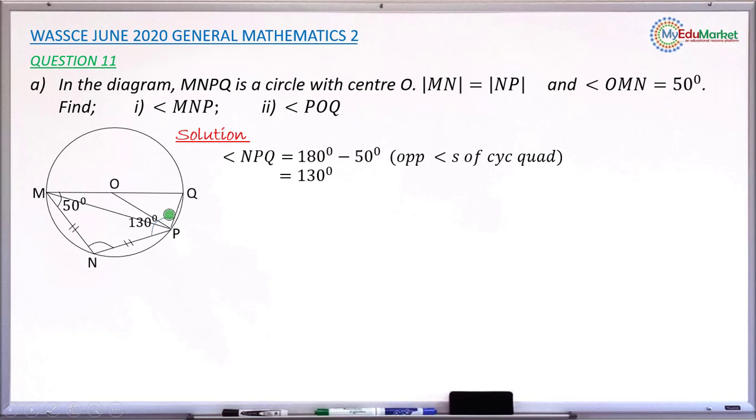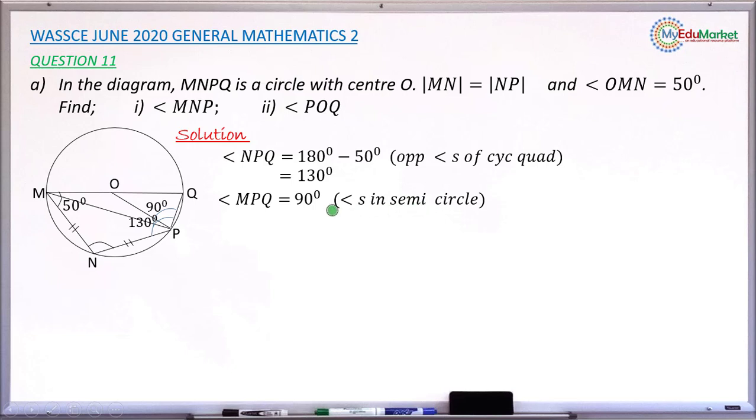Let me mark it. I'll continue. My target is to get this angle at N. Let me see, I can also find angle MPQ. This MQ is a diameter because it passes through the center. And this angle MPQ will be the angle in a semicircle. It will be 90. So MPQ will be 90, and the reason is that it is the angle in a semicircle.